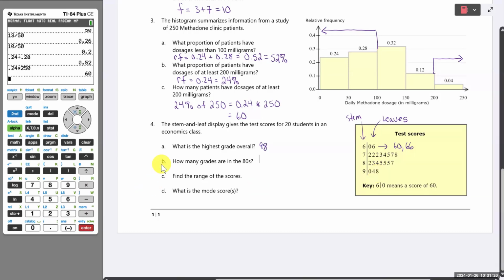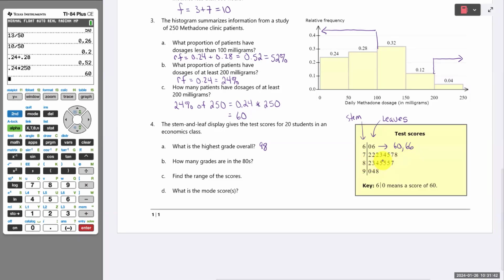How many grades are in the 80s? So we could write them all out, but the point of the stem and leaf is to condense the information. So I'm just going to say them out loud. There's a score of 82, a score of 83, a score of 84, etc. So if I count the leaves, 1, 2, 3, 4, 5, 6, 7 leaves, that means there's 7 scores in the 80s.